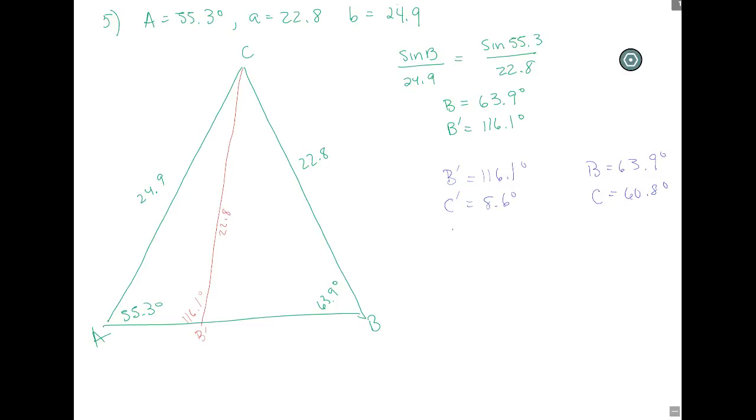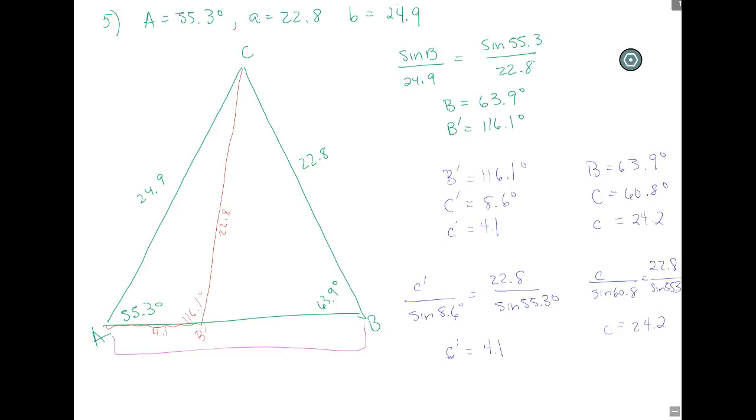Now the last value we need to get is the side. We do that using the law of sines. And we do that math and we get side C prime has a measurement of 4.1. So that's going to be this measurement right here. Now for just angle C, the entire length here.